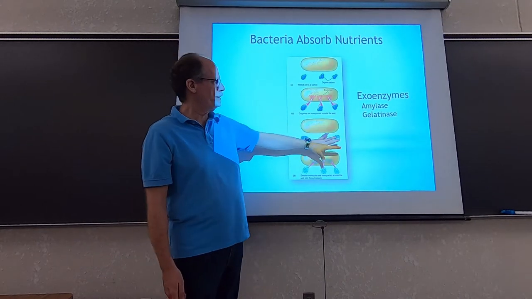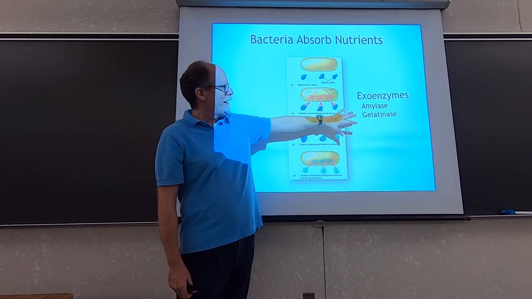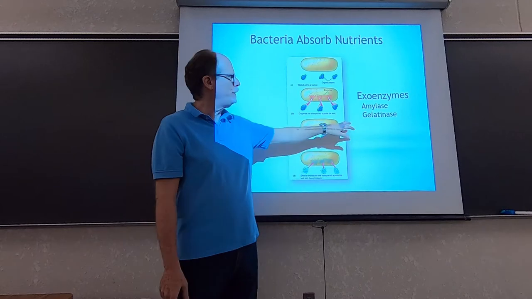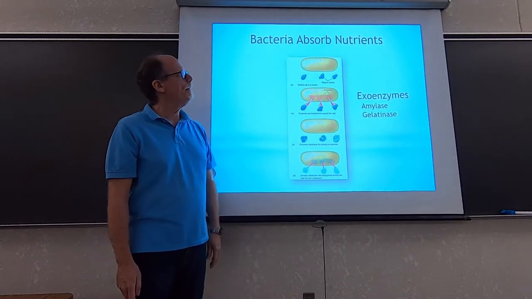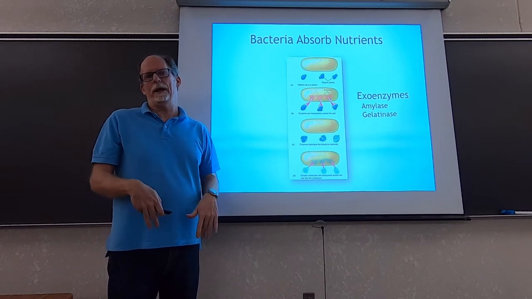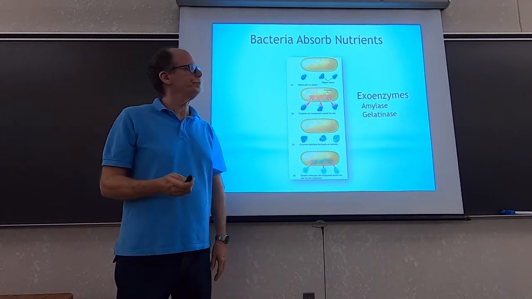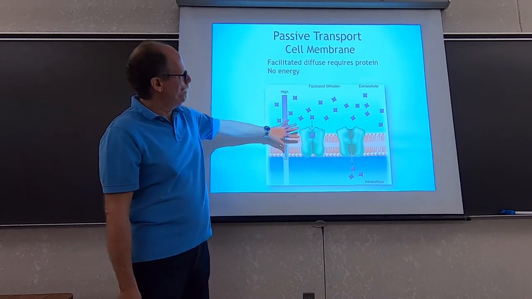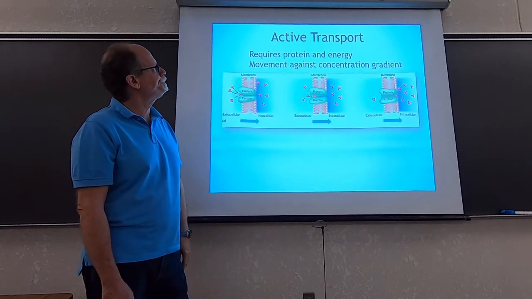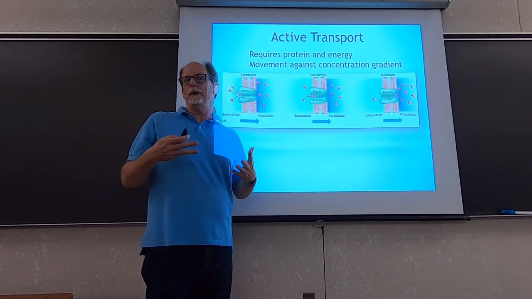So in order for bacteria to eat, they need to get the food inside the bacteria, right? So they absorb it. Sometimes they need to digest certain molecules like starch or proteins first, so they would use things like amylase or gelatinase to do that. But those enzymes would have to be secreted into the media, breaking them down, and that would allow the bacteria to absorb them. They have to be small enough to get into the bacteria. So passive transport is the way bacteria would get things that don't require energy into them. And they would use active transport to get things into the bacteria that require energy.